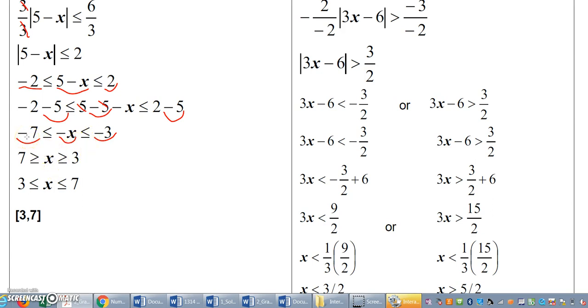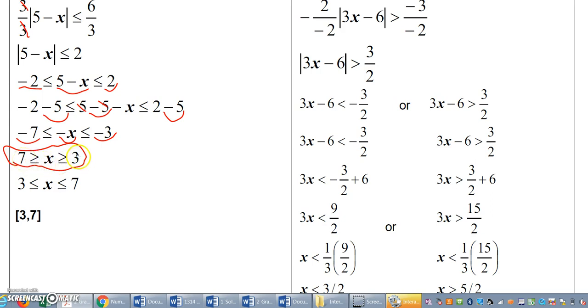Now, negative 7 times negative 1 is 7. Negative x times negative 1 is positive x. Negative 3 times negative 1 is positive 3. Now, remember earlier I told you that when you have an answer like this, you generally want to write the smaller number first. So let's read this right to left. That says 3 is less than or equal to x is less than or equal to 7.